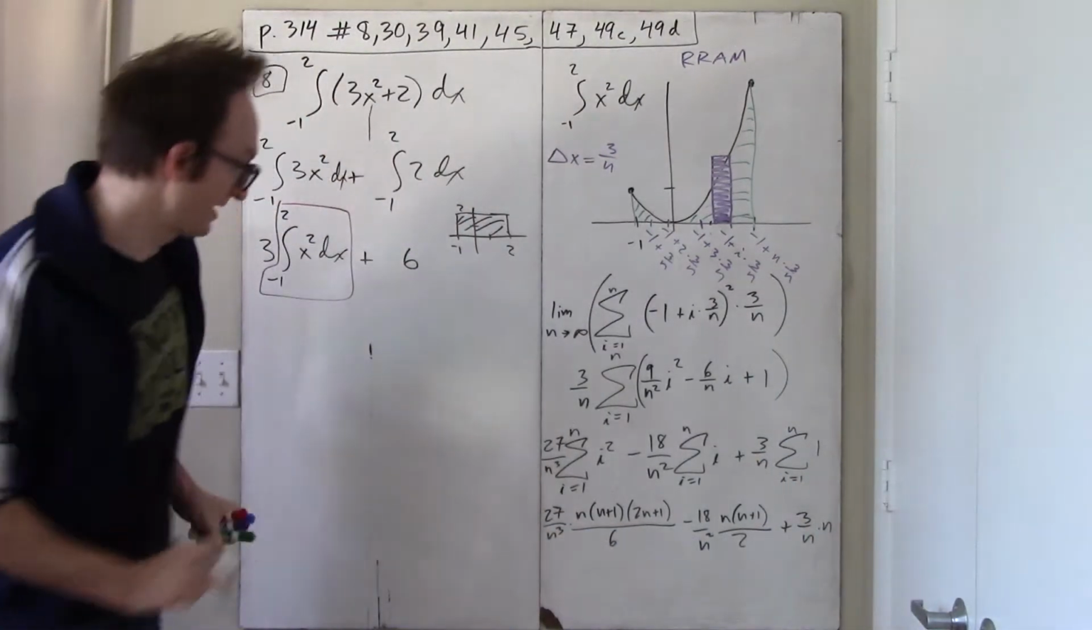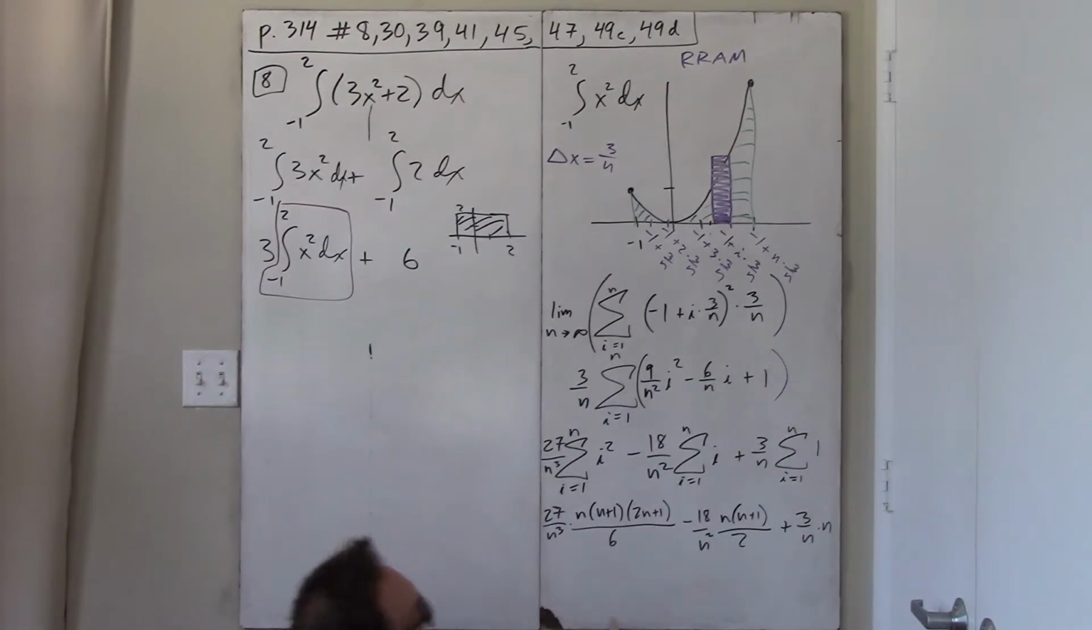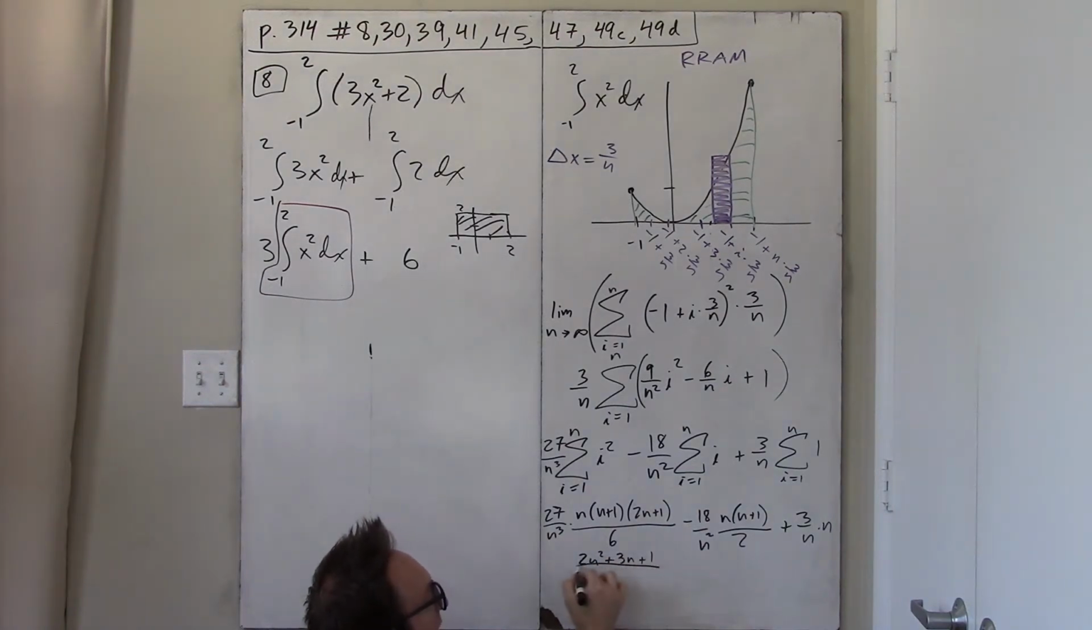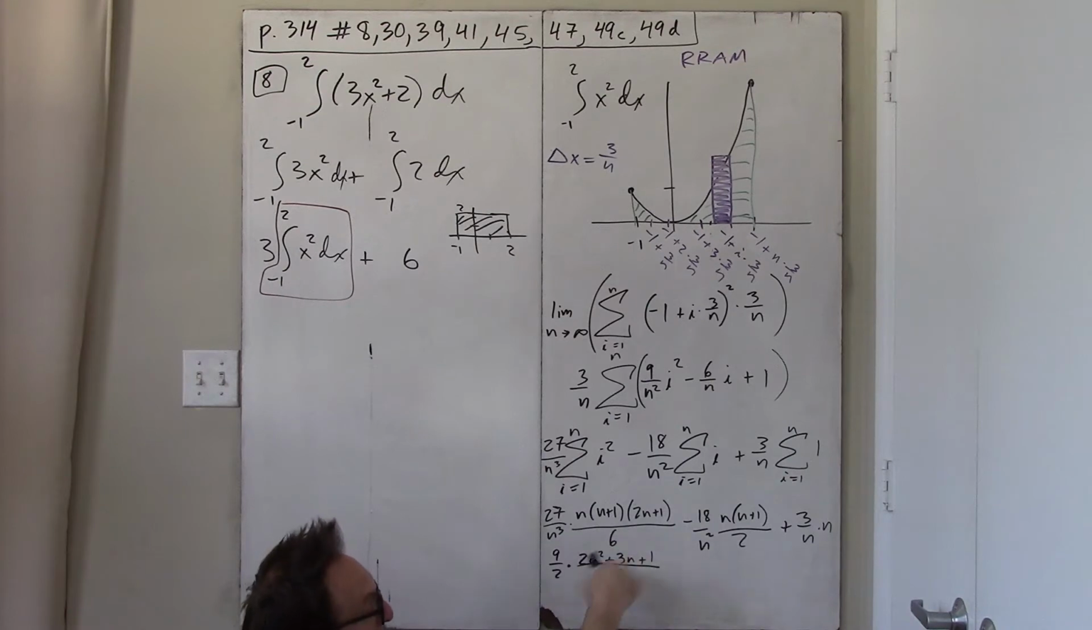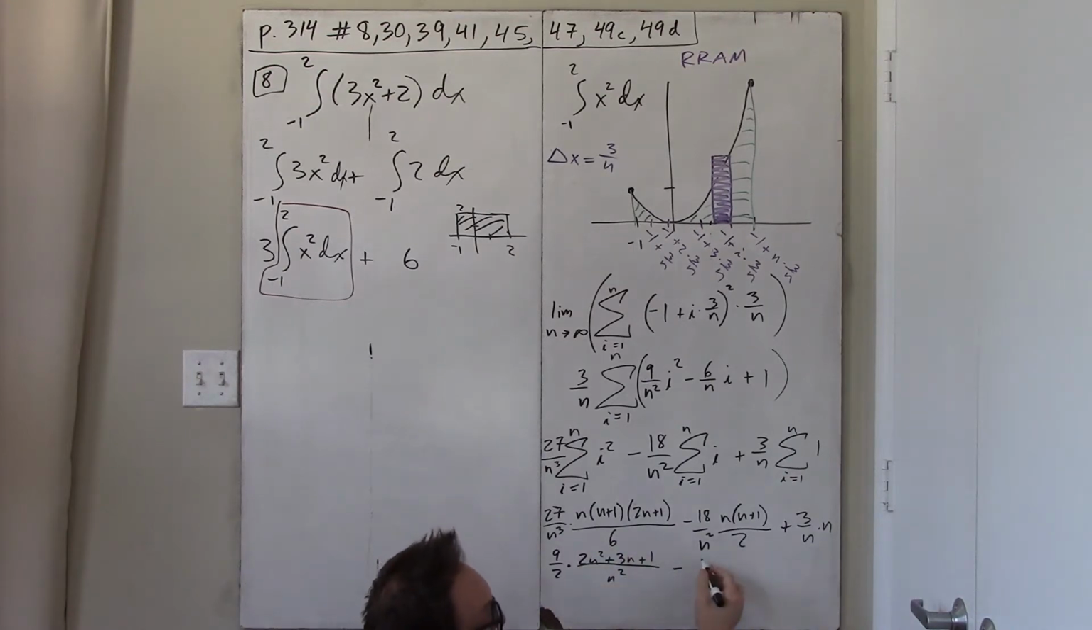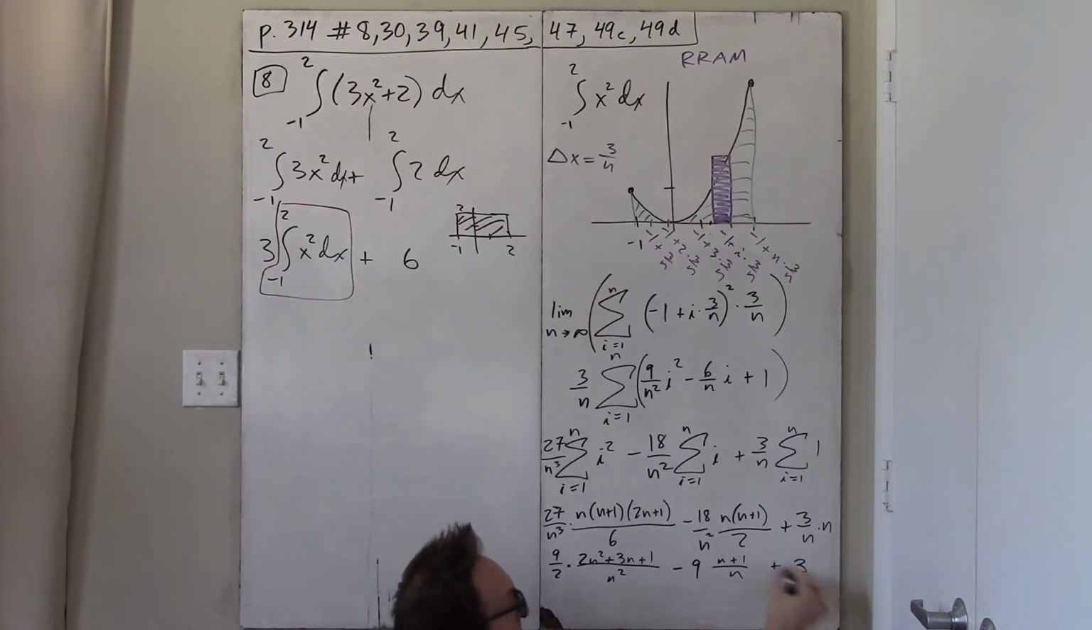Okay, so still committed to squeezing this in here. What do I get? I get 2n squared plus 3n plus 1 over 6n squared. Sorry, and then there's also not 6n squared. Let's see, if I take a 3 out of the top and the bottom, I get 9 halves. So let's think of it like that. 9 halves times that, minus 9 times n plus 1 over n, and then plus 3.